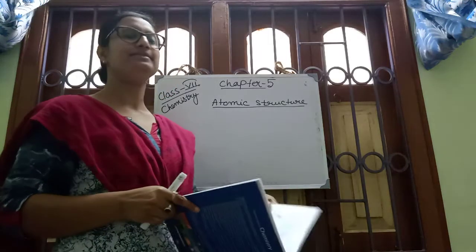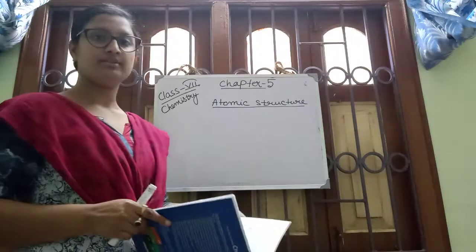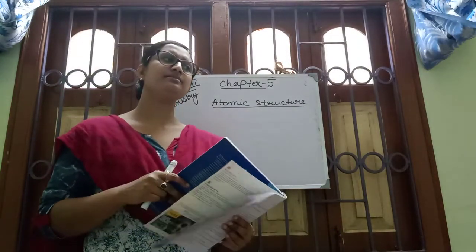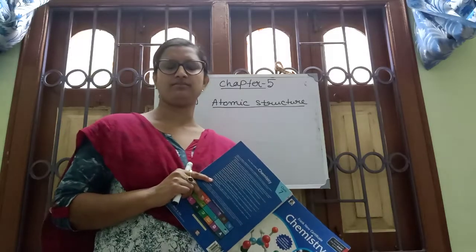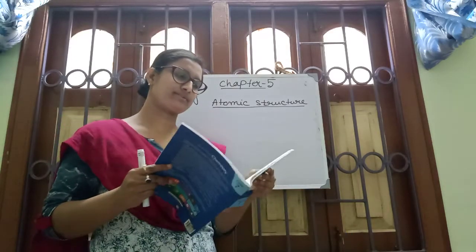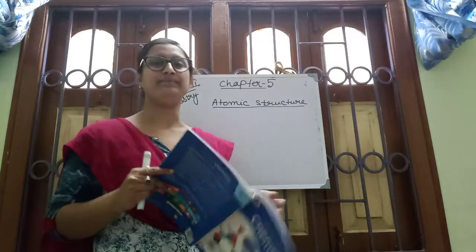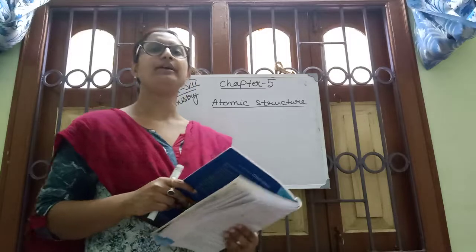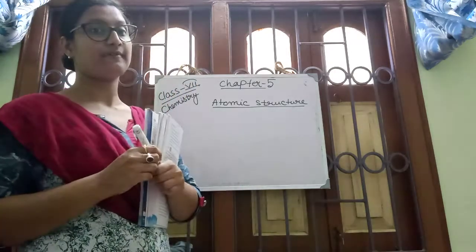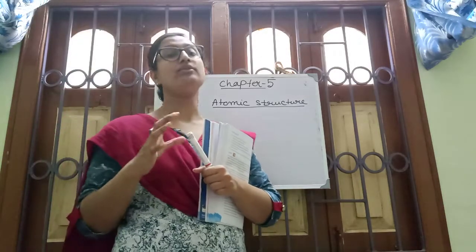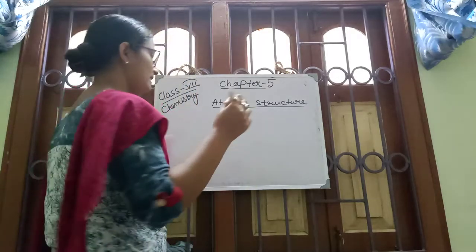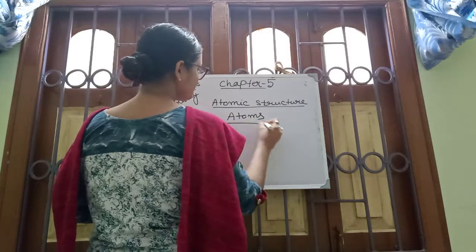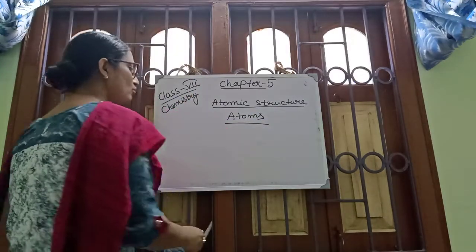Now chapter 5, this is atomic structure. The new chapter is atomic structure. These things you have already studied in earlier classes: what is a symbol, what is an element, what is matter. All these things you have learned. Now, atomic structure means we have to properly know what atoms are. First, what is an atom? We have to know this properly.